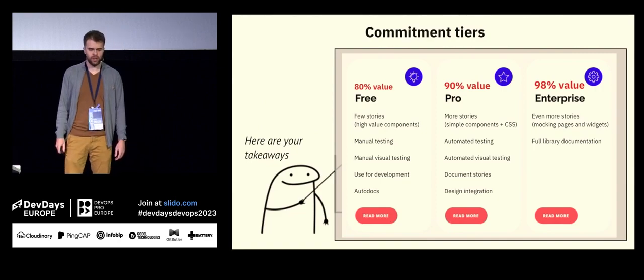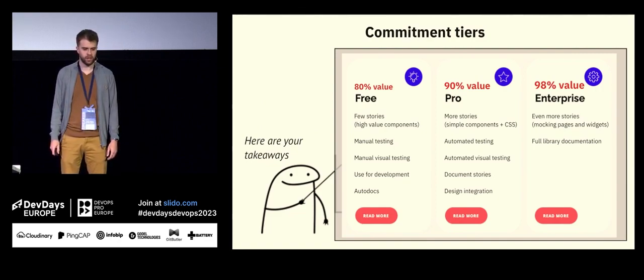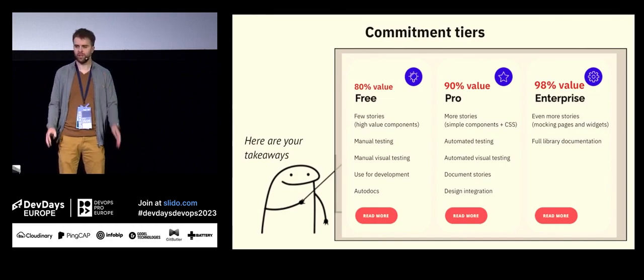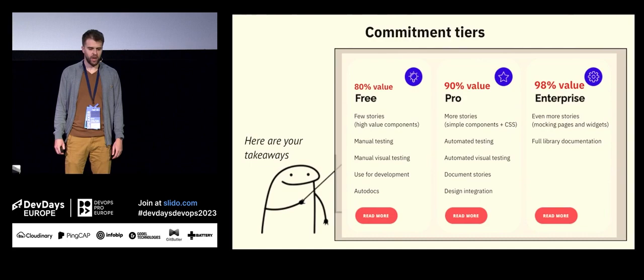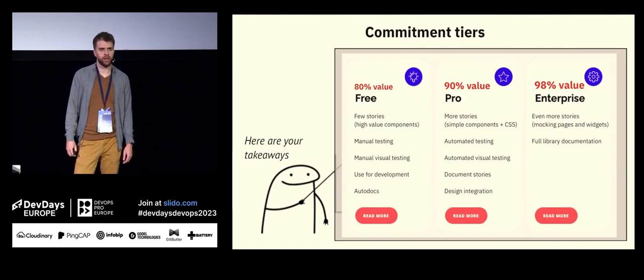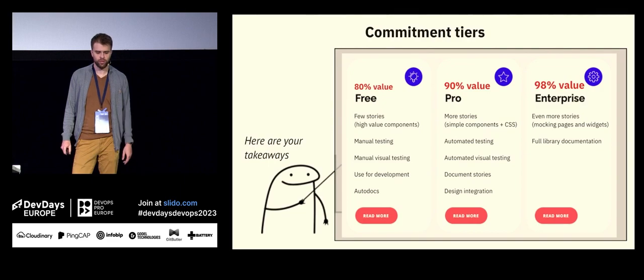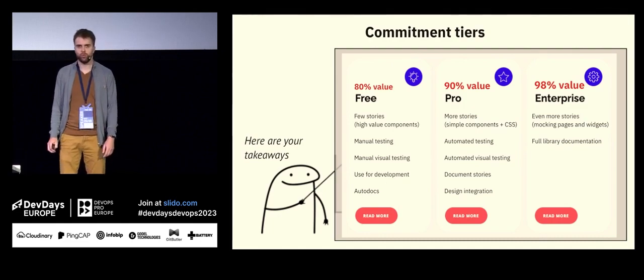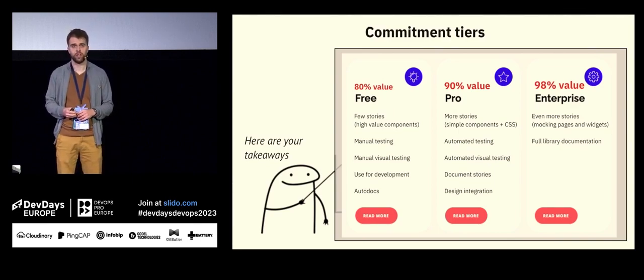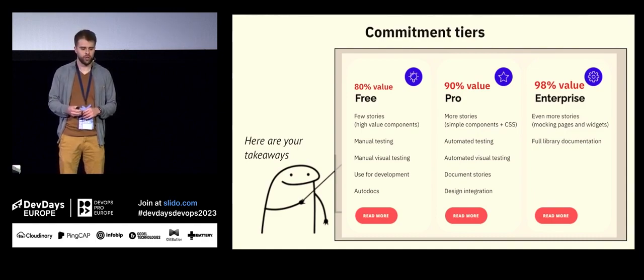And that's it for my talk. And I have a bit of a tiered image with different value. So I think 80% of the value comes from the free tier of stories, which would be where you have not a lot of stories, only for high value components. Then you will use manual testing. You will use manual visual testing because visual testing sounds scary but is very easy to integrate into a project.